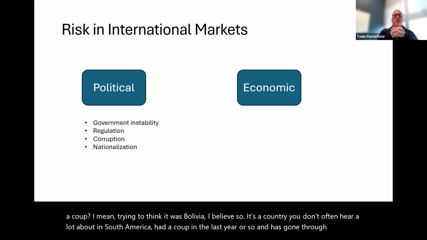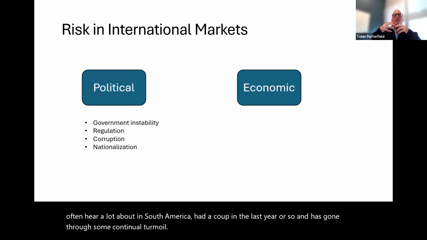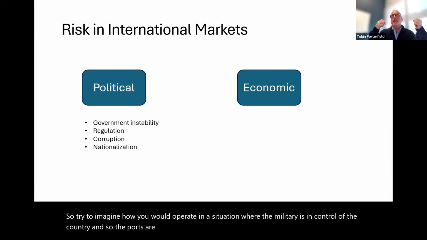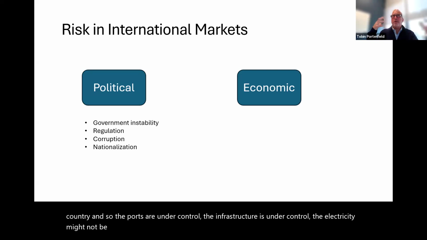continual turmoil. Try to imagine how you would operate in a situation where the military is in control of the country. The ports are under control, the infrastructure is under control, the electricity might not be working. So how can you manufacture or sell products when there's just turmoil?